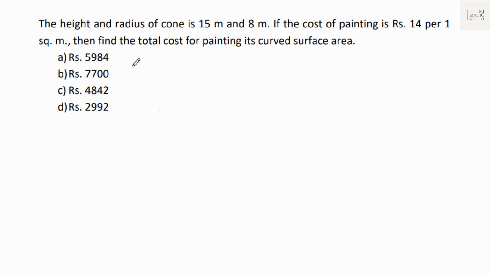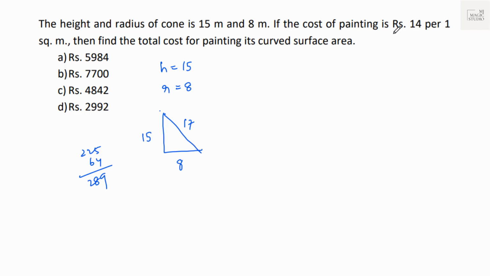The height and radius of a cone is 15 meter. We have height and radius. So 225 and 64, 289, 17 square. Slant height is 17. Let's move on.